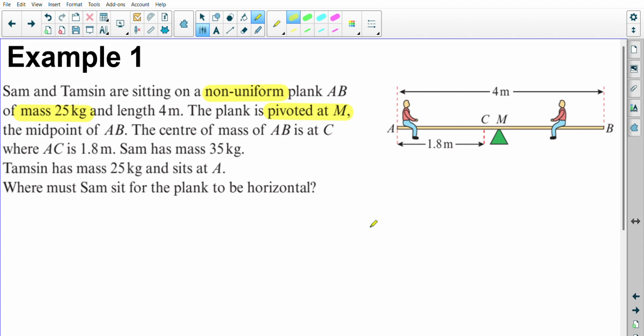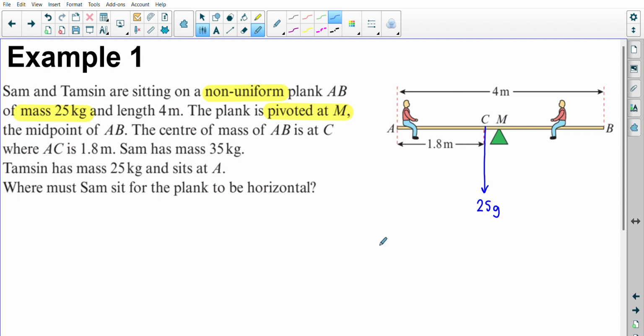The midpoint is, well, that's the midpoint of AB. Then the centre of mass of AB is at C, so I know where the centre of mass is. I'm going to add that onto my diagram now. There is the centre of mass, and that's going to be 25g, gravity. And we can see that AC is 1.8.